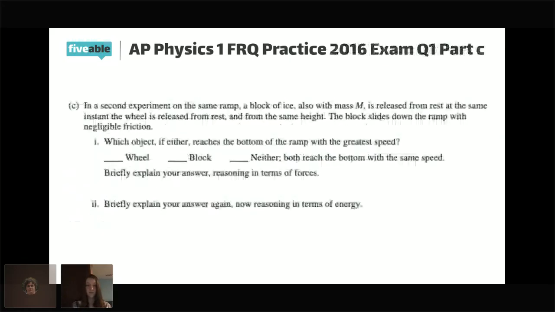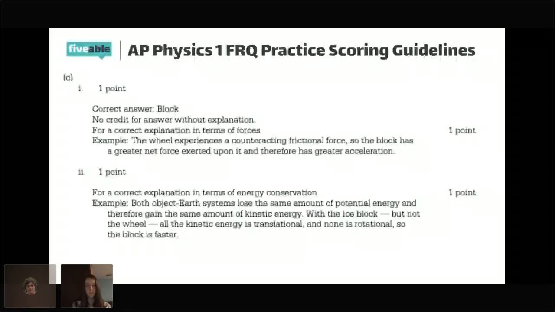So it says, in the second experiment on the same ramp, a block of ice, also with mass m, is released from rest at the same instant the wheel is released from rest and from the same height. The block slides down the ramp with negligible friction. It says, which object, if either, reaches the bottom of the ramp with the greatest speed? Part 2 says, briefly explain your answer, now reason in terms of energy. Read them both because they're both on the same slide. So the correct answer is the block of ice, which I think the friction idea is pretty intuitive. The block of ice has less friction, so it goes down the ramp faster.